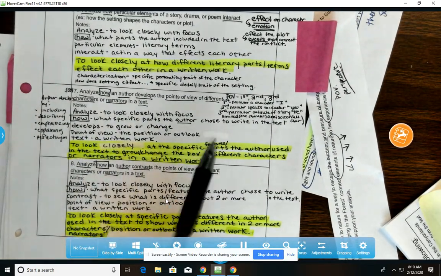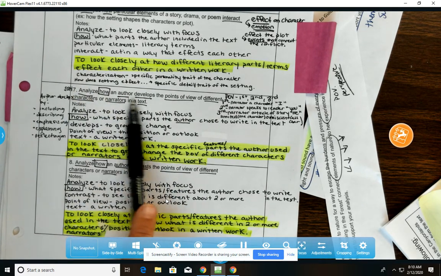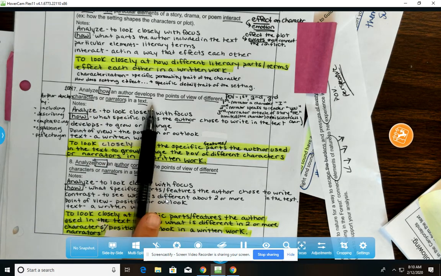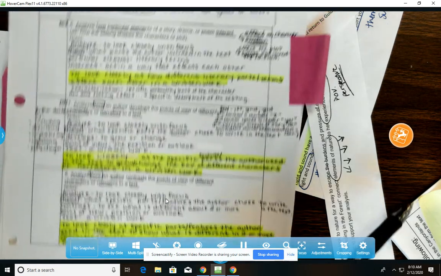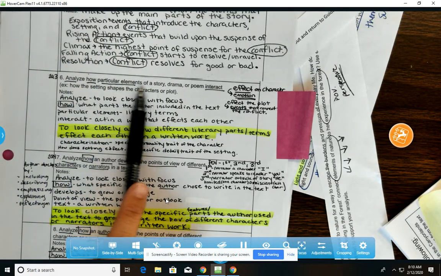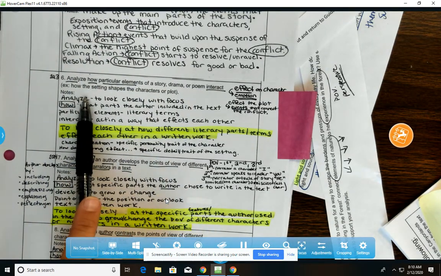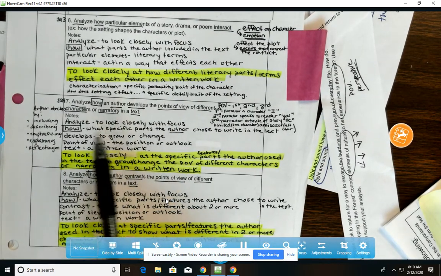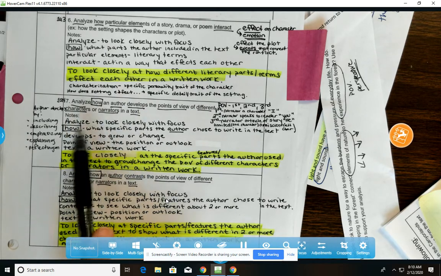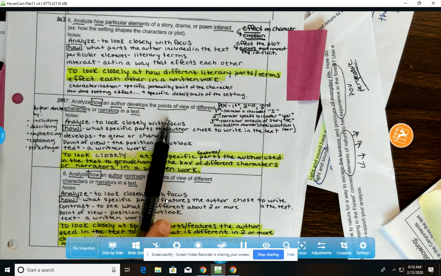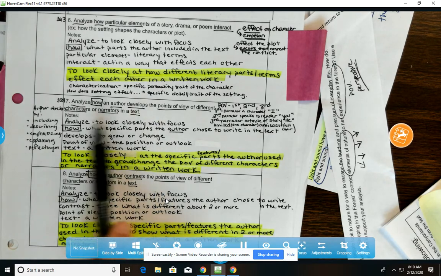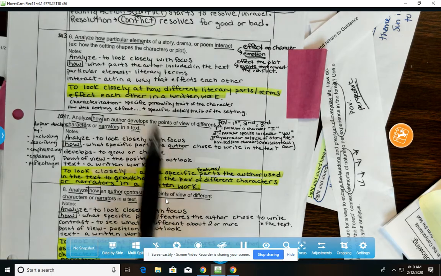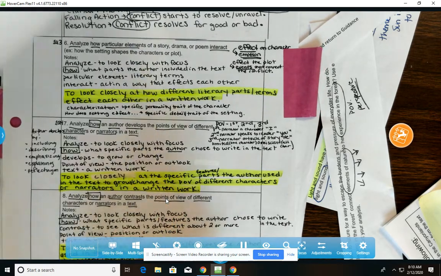As we look at this, we're going to look at learning target number 7, to analyze how the author develops the point of view of a character within his poem. We're also going to look at number 6, to analyze how particular elements interact in the poem. We're going to look at how the perspective, in other words, that particular position or outlook of the speaker, how the campesino's position or outlook creates a specific message for us as the reader.